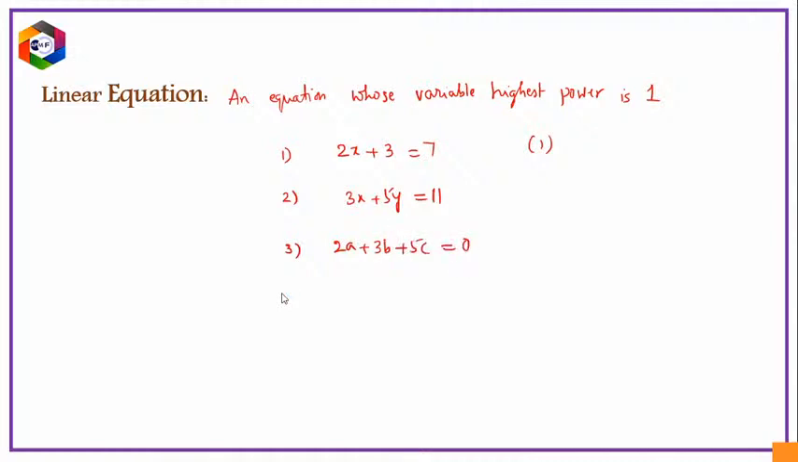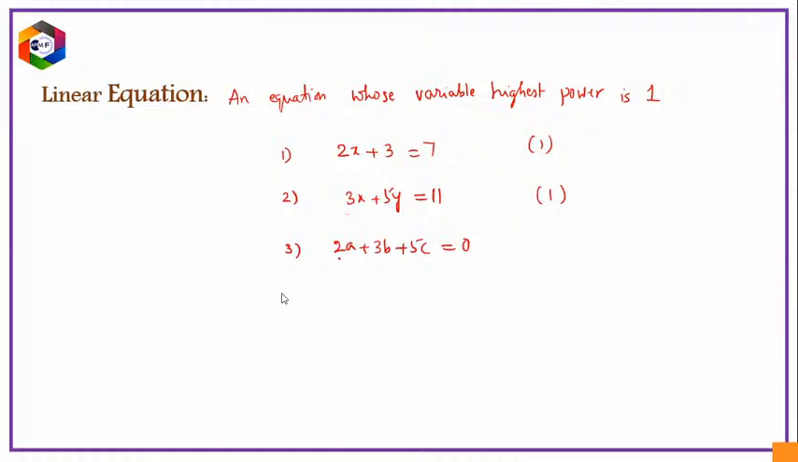I have given 3 examples. In the first one, if we observe, it has only one variable, and the highest power is 1. And in the second equation, it has two variables, x and y, and both x and y have the highest powers 1 only. That means the degree of this equation is also 1.